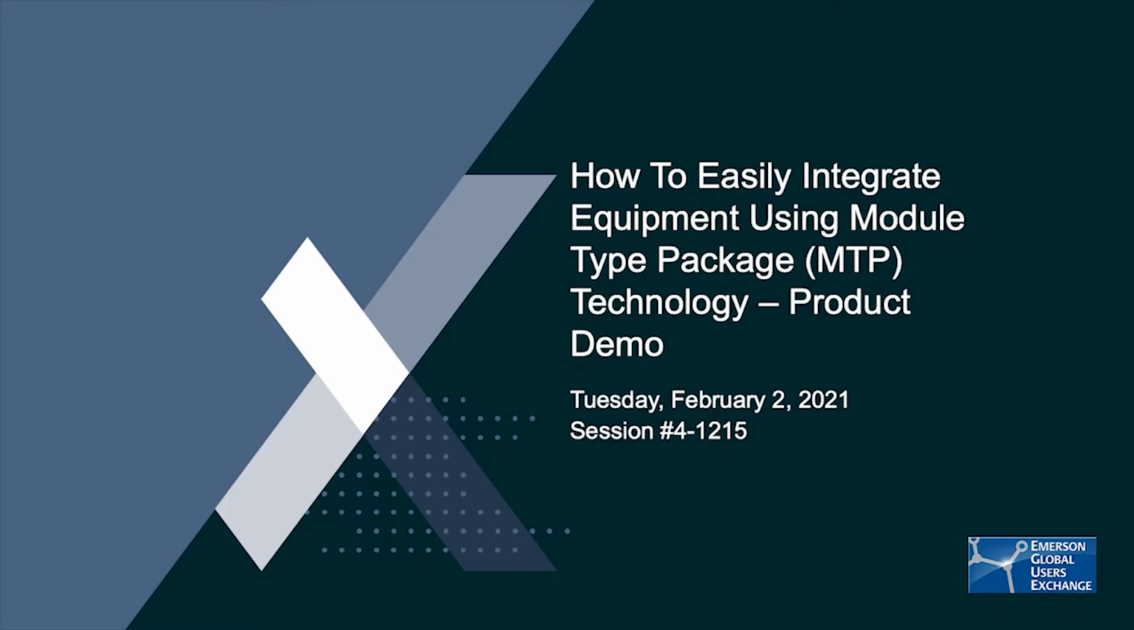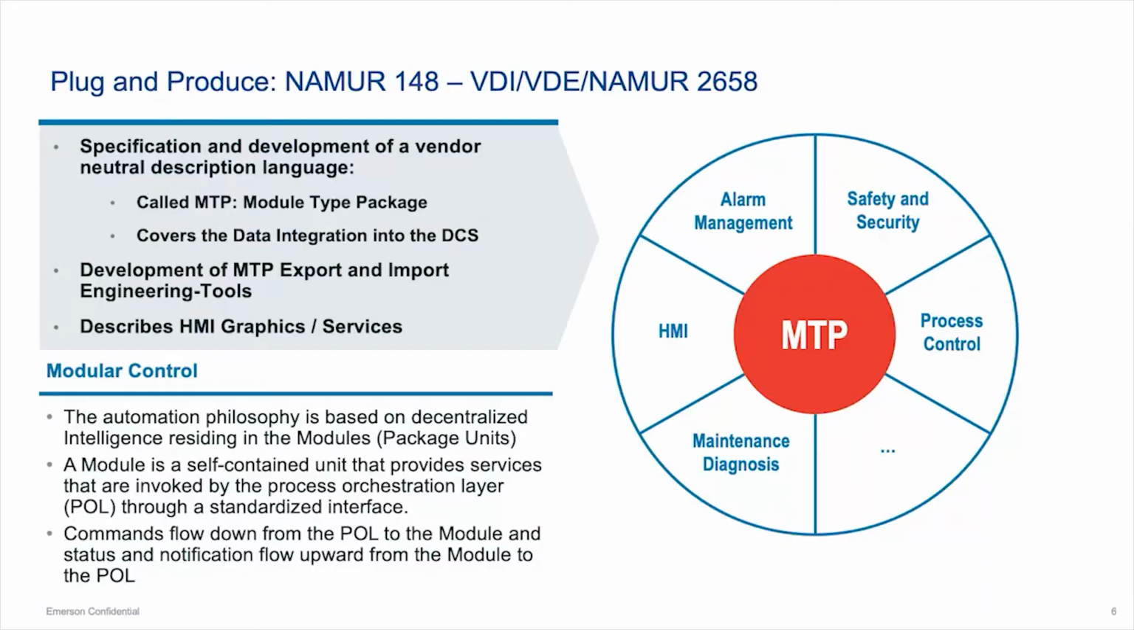Type Package Technology. Let's begin with a brief overview of what MTP is. Module Type Package, or MTP, is a vendor-neutral interface specification. It is used to define the many common interface categories encountered when integrating complex process control equipment into your plants. One of the key ideas of MTP is based on decentralized intelligence residing in the modular package units, or SKIDs.